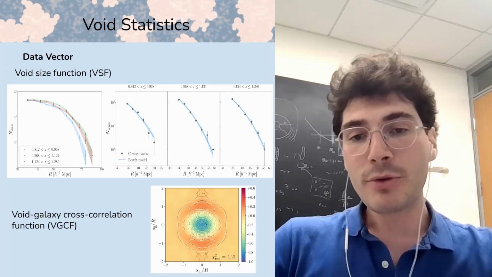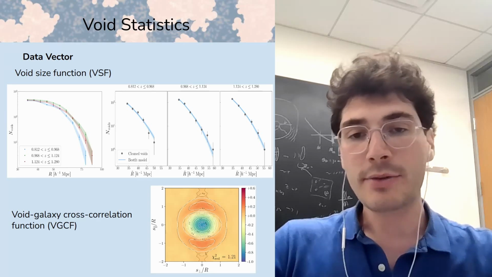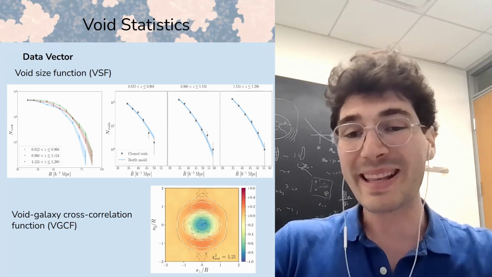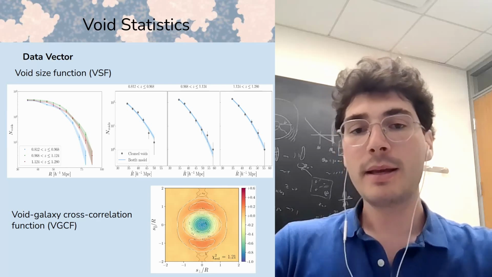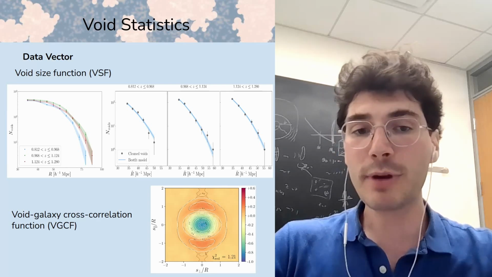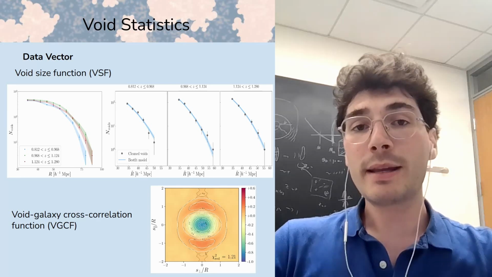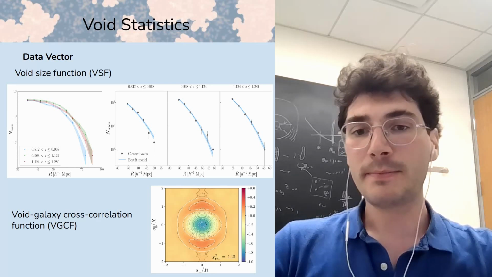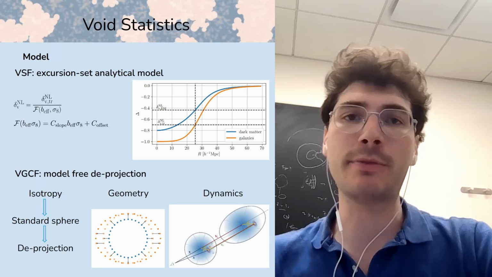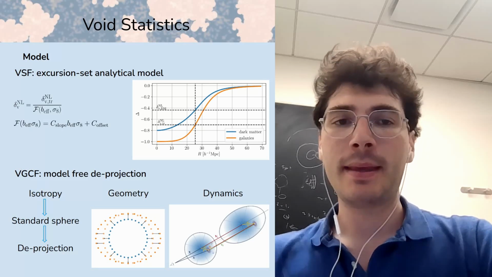So they can be used as standard spheres to measure the distance ratio through the geometrical distortion sourced by the Alcock-Paczynski test. In this way, we can use the void galaxy cross correlation function to constrain the expansion history of the universe. And now I'll go more into the details of the theoretical models.